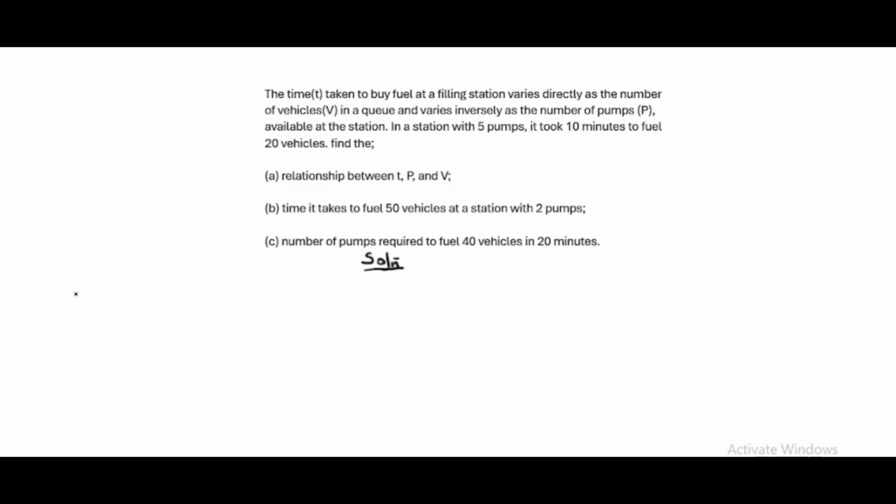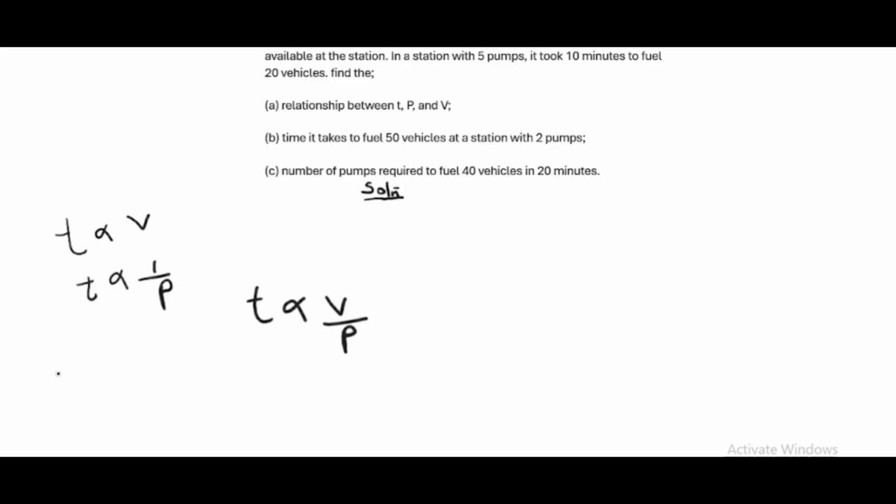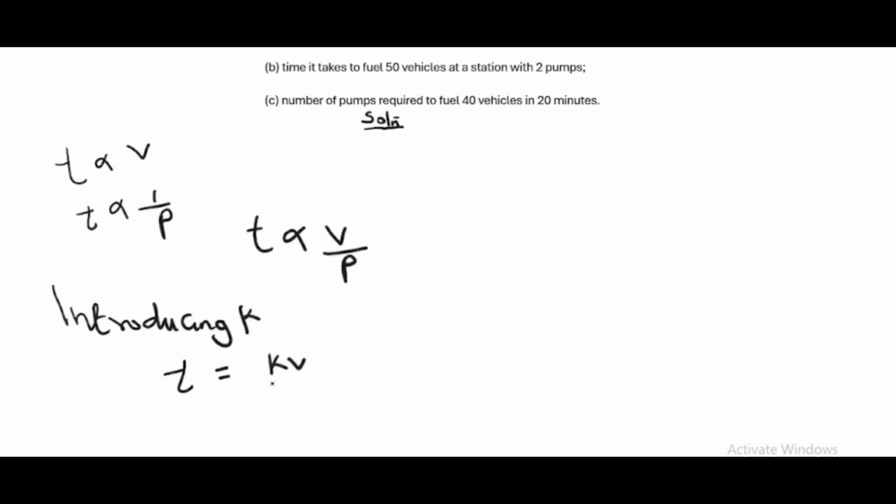Now, looking at this question, we are told that T varies directly with V, which is vehicles. The same T varies inversely with pump, which is P. So bringing these two together, we would have T varying directly with V and inversely with P. So what's the next thing to do? We introduce the constant K. So introducing K to take away that sign of proportionality, we will have T equal to KV over P.